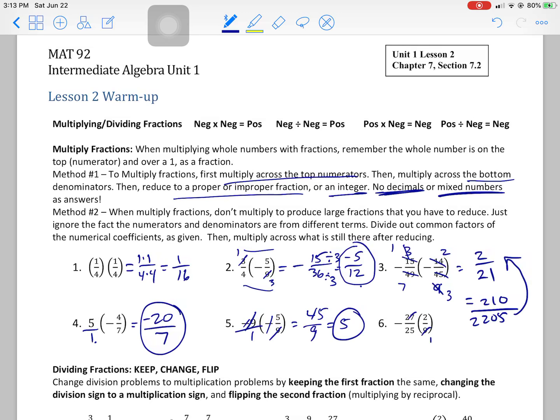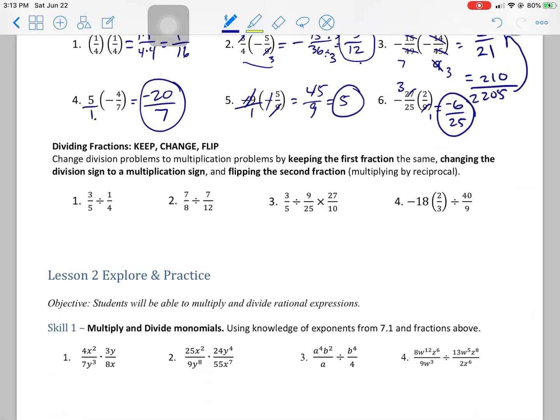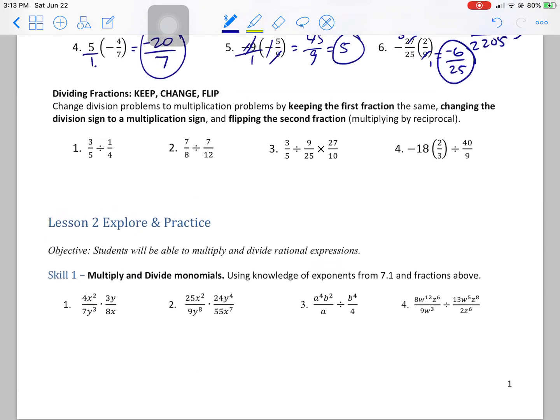9 into 27 goes 3 times. So this one is negative 6. Negative 3 times 2 is a negative 6 over 25. Done. Okay? All right, what if we were dividing fractions?